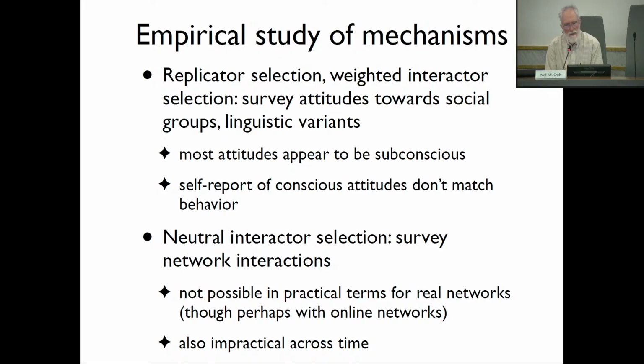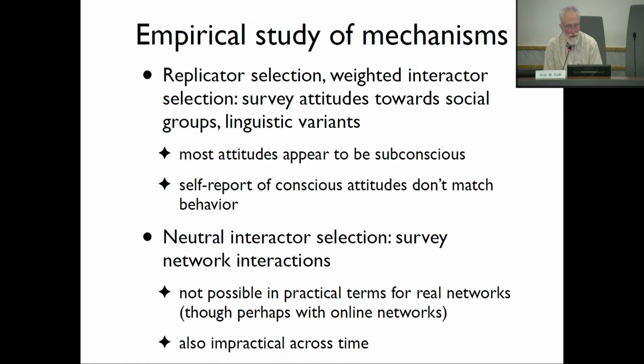So if it's something to do with the speaker or the variant, you could survey attitudes towards social groups or towards linguistic variants. The problem here is that most of these attitudes appear to be subconscious. So if you ask somebody, why do you wear a hoodie? They may not really know why they wear a hoodie. And if they give you an answer, it may not really reflect it. This is the anecdotal phenomenon that there are certain stigmatized linguistic variants and people deny that they actually produce them, but they're actually producing them while they deny it. That's the extreme case.